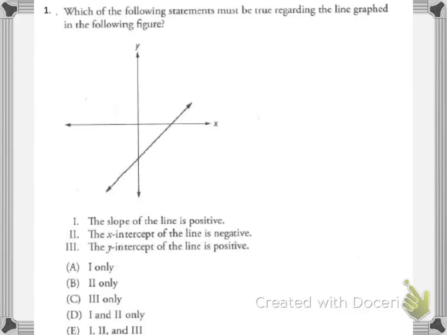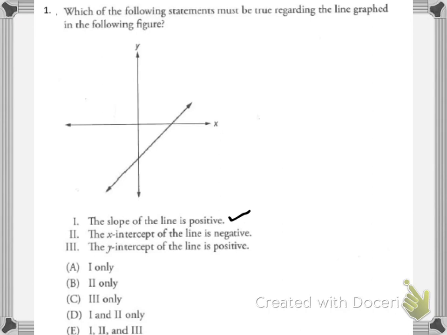The focus of this review is just going to be looking at slope. Remember, slope is the direction or constant change in a line. So number one, which of the following statements must be true regarding the line graph below? So I says the slope of the line is positive. The line is increasing as it's going from left to right, so that one is definitely true.